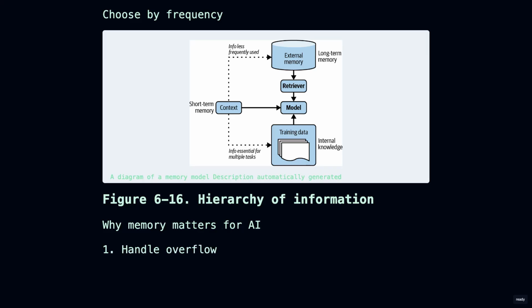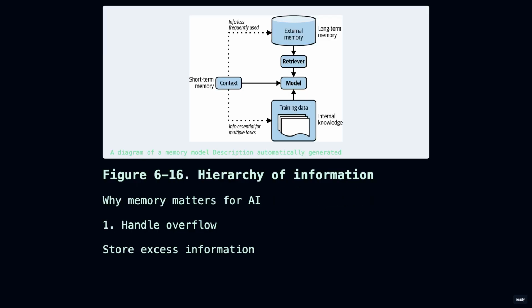The first benefit is managing overflow within a session. When an agent gathers too much information, memory lets you move the excess somewhere else instead of losing it. This matters because a task can easily generate more context than the model can hold at once. Long-term memory gives you a place to put that extra information safely.